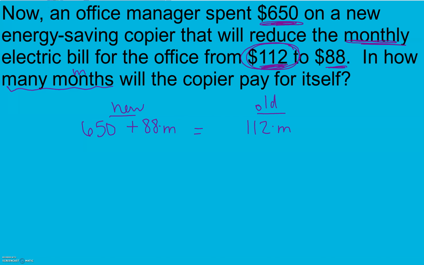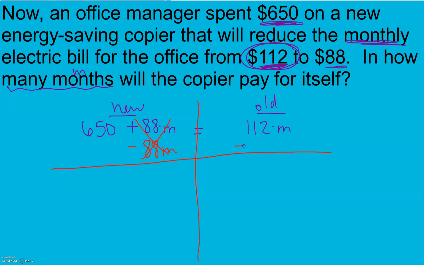Now, we're going to get all of our variables together on one side. And again, anytime we cross over the equals, from the left to the right or the right to the left, we have to do the opposite operation. So 88 minus 88 is how I get to 0, and whatever I do to one side, I have to do to both. So here I get 24 months.